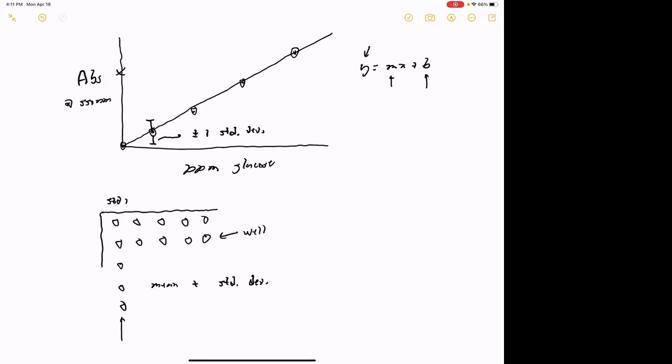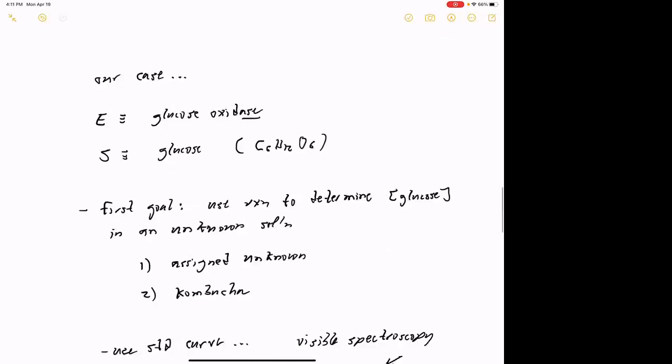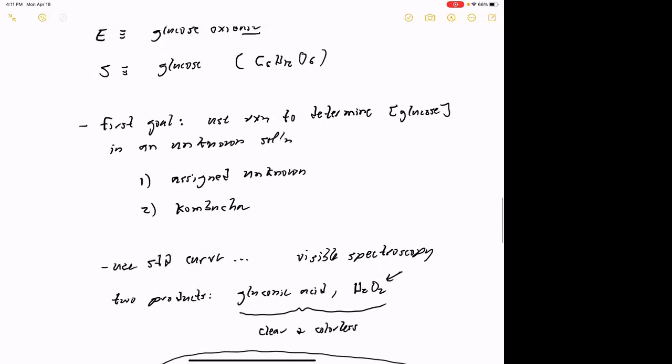All right, so everybody kind of sort of see what we're doing there? Yep. All right, good. So that's going to happen. Now, there's another part of this that we're going to just briefly mention. So remember, part 1, our first goal here, was to use the reaction to determine the concentration of the glucose in the unknown solution. So that's your assigned unknown and your kombucha.